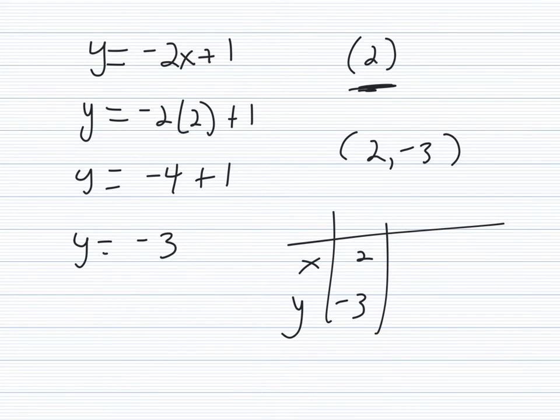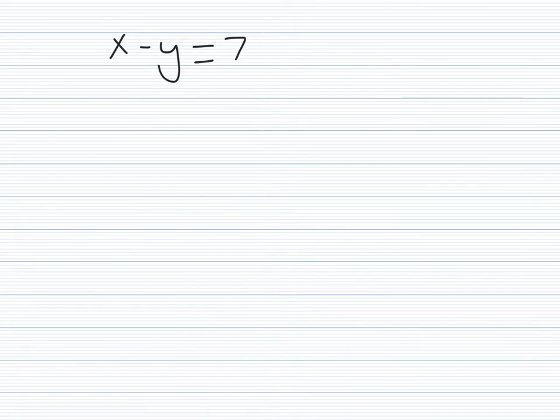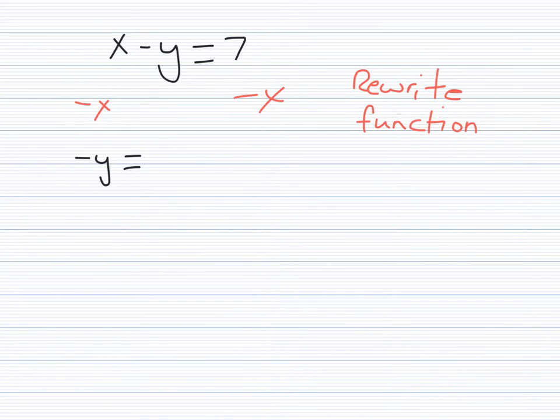So the first thing we have to do with this problem, x minus y equals 7, is to rewrite it in function form. So we need to get the y, so we're going to subtract x from both sides. That will give us negative y equals negative x plus 7.